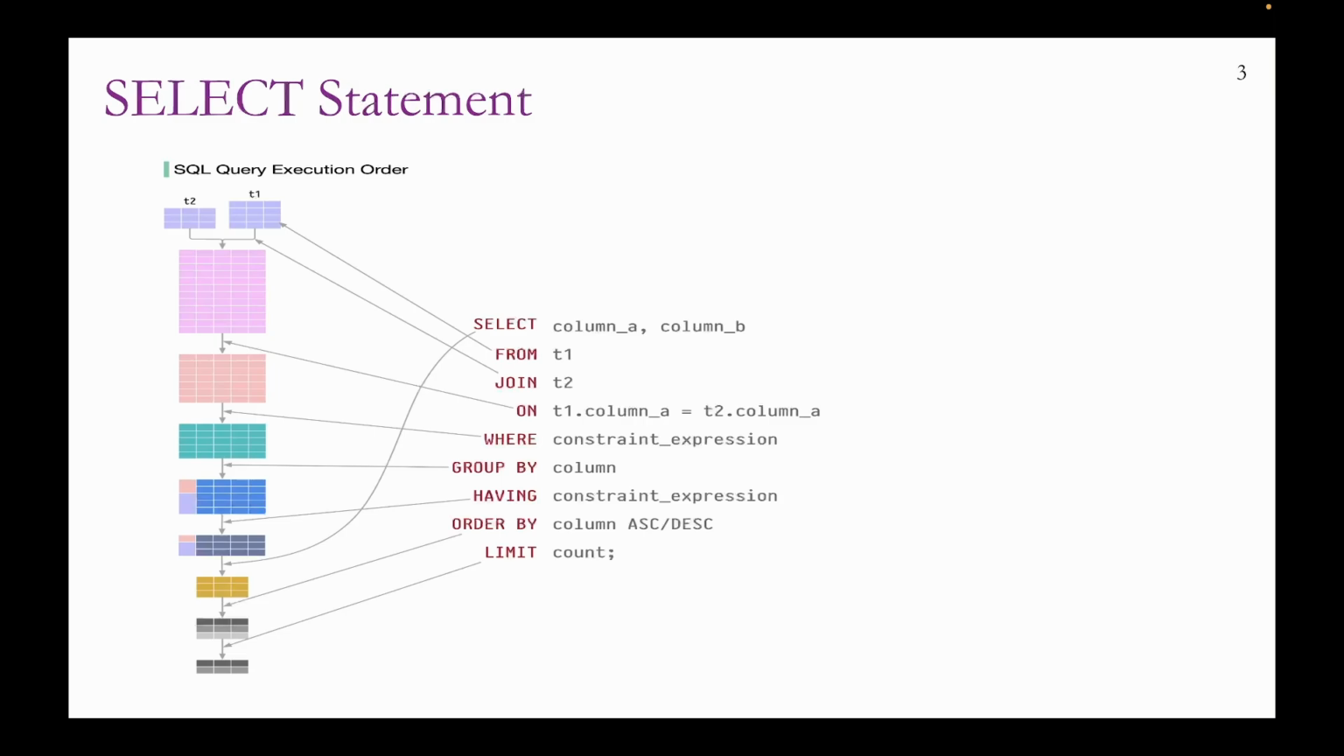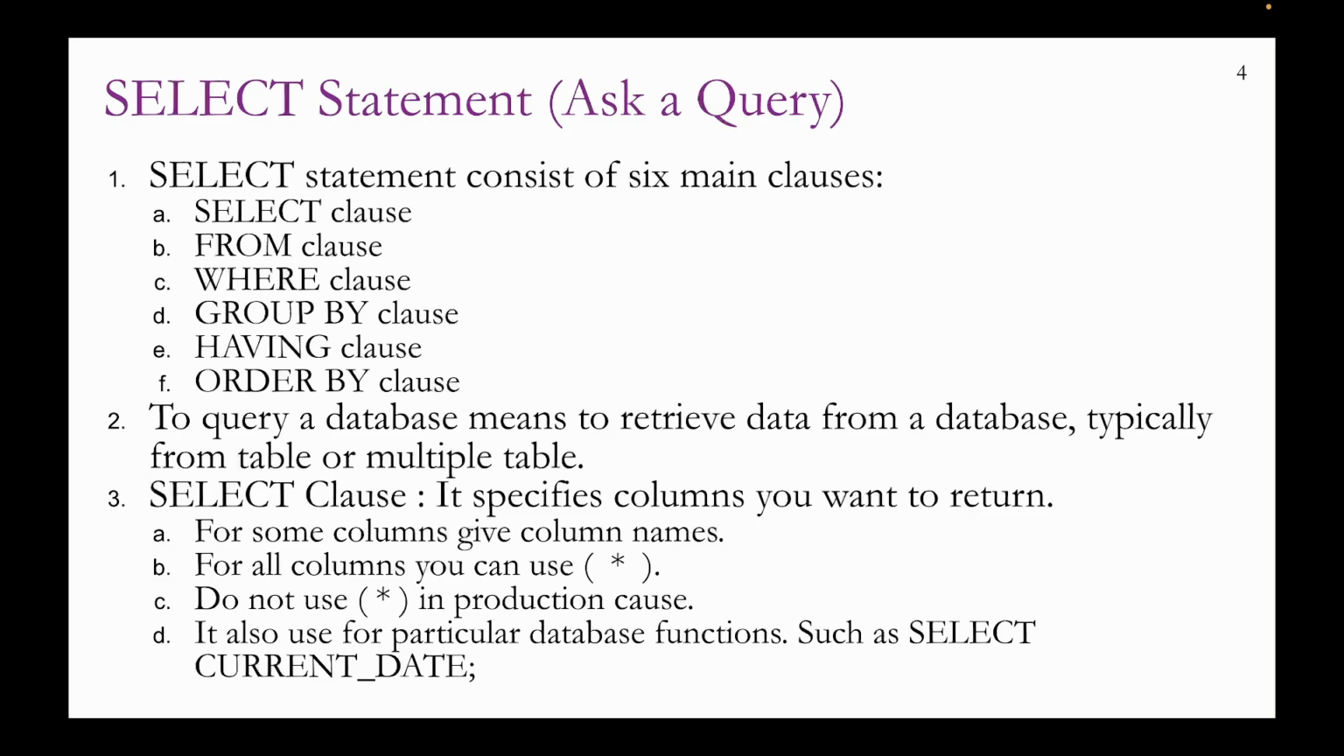So this is the basic structure of the select statement, and in further slides we will try to learn all these clauses, select, from, join, where, group by, having, order by, limit, separately. First of all, a select statement is also called a query, and we already see that there are 6 main clauses in the select statement: select, from, where, group by, having, order by.